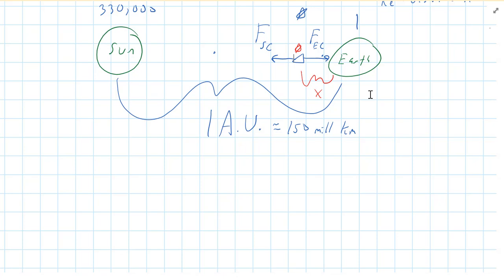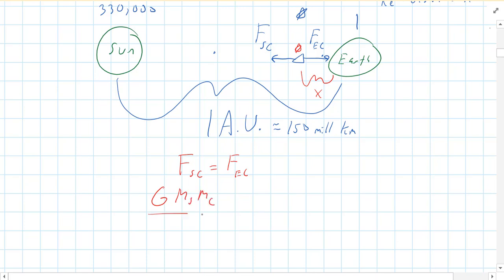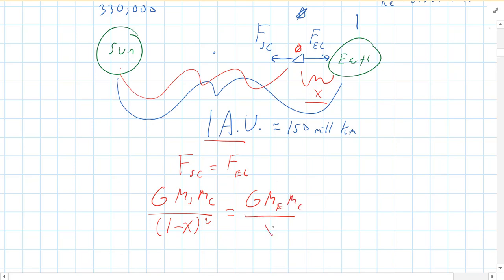All right, so we want the spot where the force of the sun on the craft is equal in magnitude to the force of the Earth on the craft. So that's G, mass of the sun, mass of the craft. If this is 1 and this is x, the distance from the center of the sun to the craft would be 1 minus x, and I have to square that, equals G, mass of the Earth, mass of the craft over, and that's just x squared.